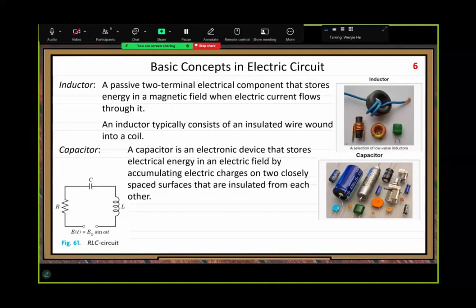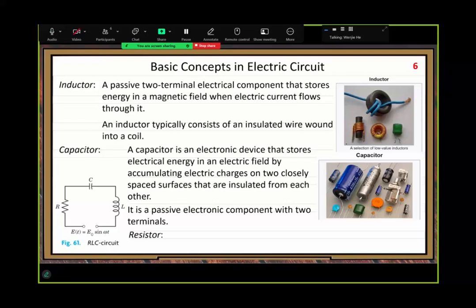Capacitor. In this diagram, the C is the symbol: one vertical bar and another curved vertical bar, a small curve here. Here it is a passive electronic component with two terminals. Passive.